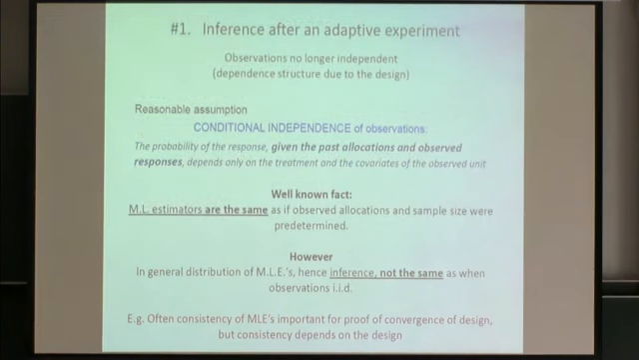Okay, so inference; we've heard about inference already. The observations are no longer independent in an adaptive design because there is a dependent structure that is due to the design itself. It's a reasonable assumption, sometimes, not always, that the observations are conditionally independent. Namely, when I observe the outcome after assigning one treatment to one unit, it doesn't depend on the other units and the other outcomes. But conditional independence is not independence, because the unit that I choose depends on the other observations.